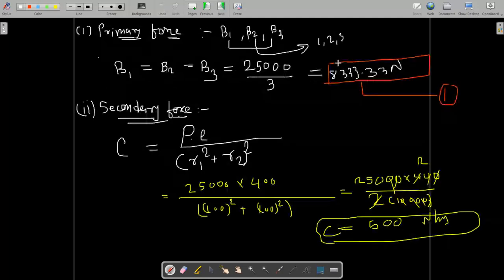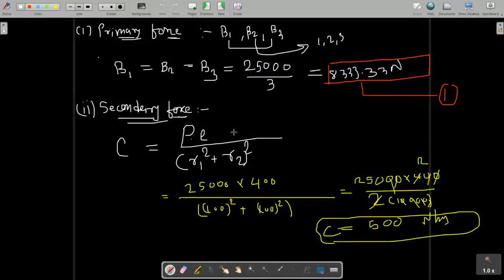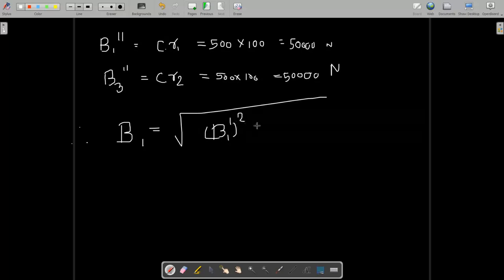Now here, as I told you, this is the vector addition. These both are at 90 degrees. Look at this. So as per Pythagoras theorem, we can directly apply that the net force acting on the bolt B1 is equal to the square root of B1 dash whole square plus B1 double dash whole square.